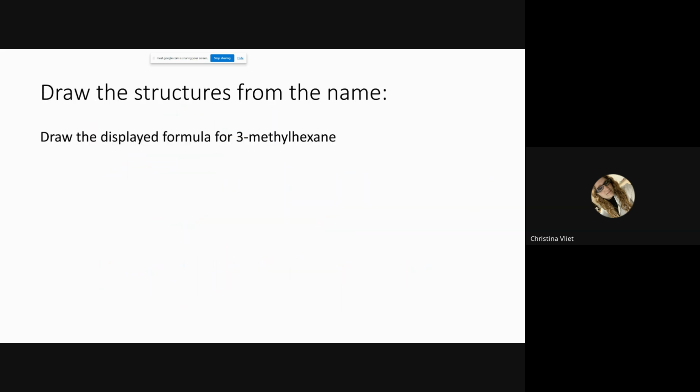So, draw the display formula for 3-methylhexane. What if you were asked to draw, and they give you the name? What do you think you should do first? Figure out the parent name. Exactly. Beautiful. Start with how many carbons you have in a row, right? This is the parent chain. We know that it's 6 carbons in a row.